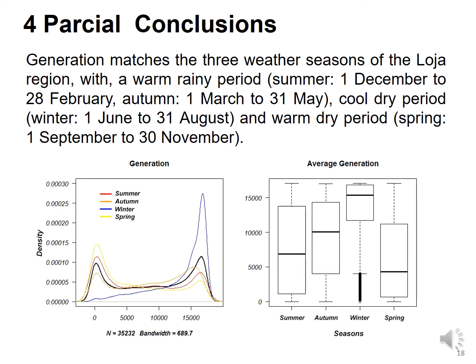Now, partial conclusions. Generation matches the 3 weather seasons of the Loja region: one rainy period, which is summer and autumn; a cool, dry period, which is winter; and a warm, dry period, which is the spring. This is important data that is not obvious. This will allow making predictions with more accuracy in each period.